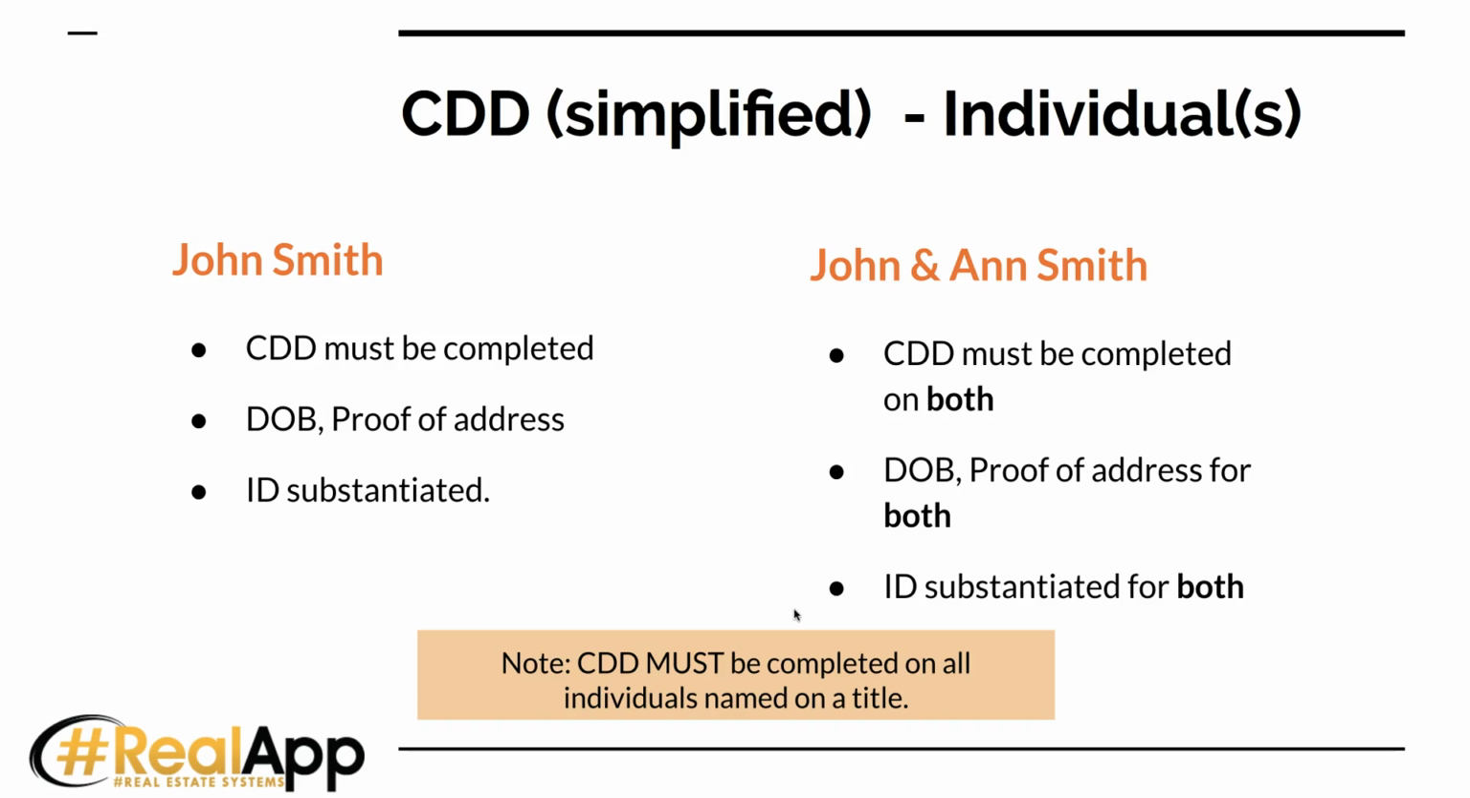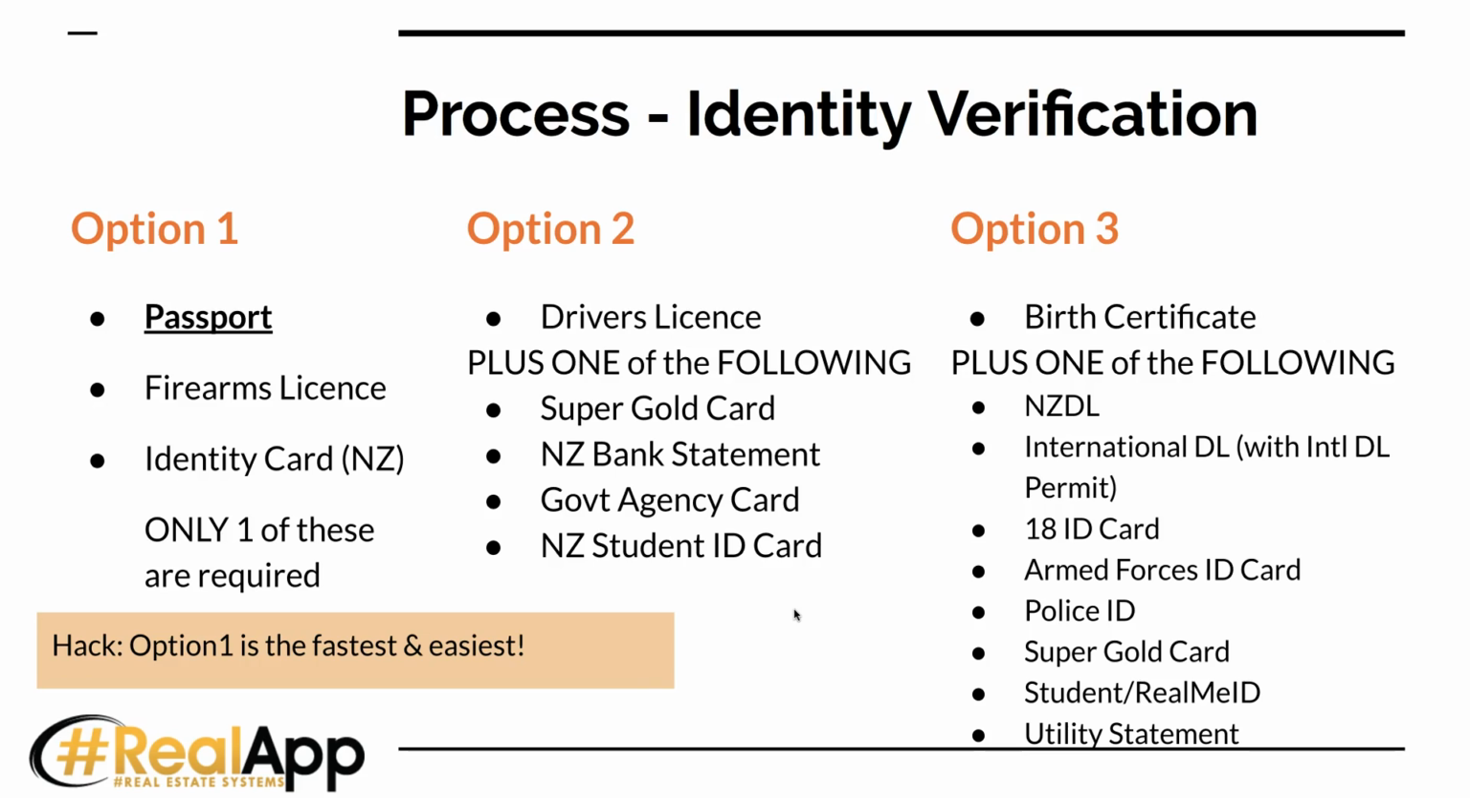CDD must be completed on all the individuals on the title. In this case, it's just him. So we want to know his date of birth, proof of address, and be able to substantiate his identity. And that is the same for John and Ann Smith. CDD must be completed on both individuals, not one of them, but both of them. Date of birth, proof of address for both, and again, must be able to substantiate their identity. You just can't do one, you have to do both. So that is really important to understand.